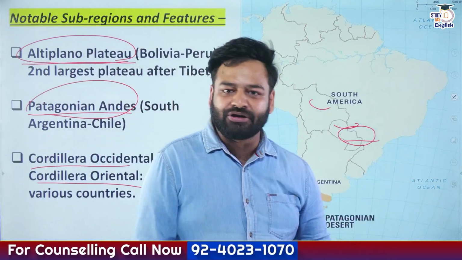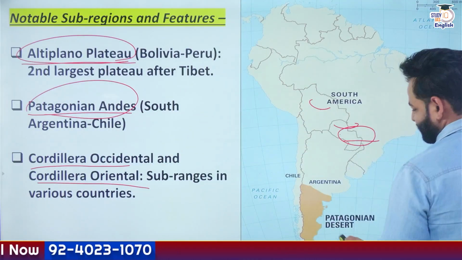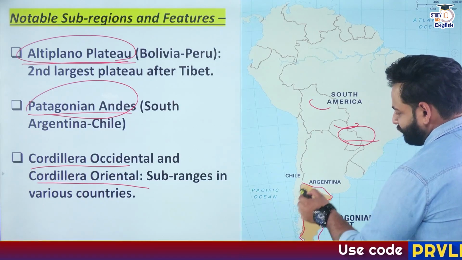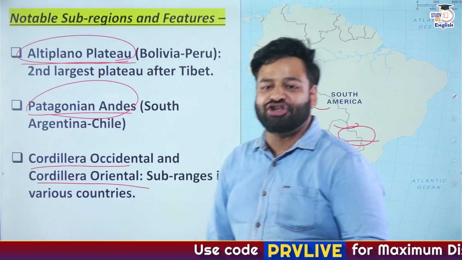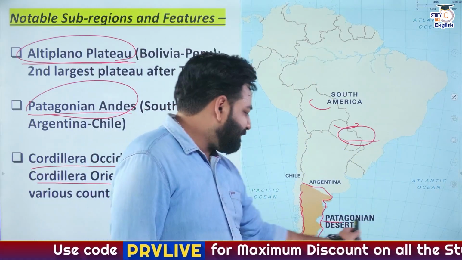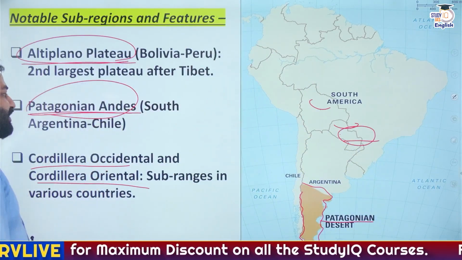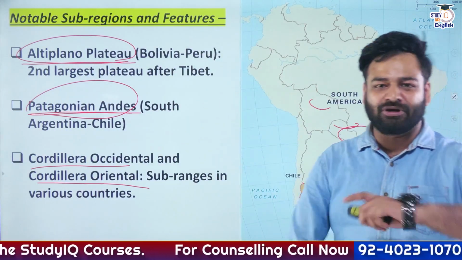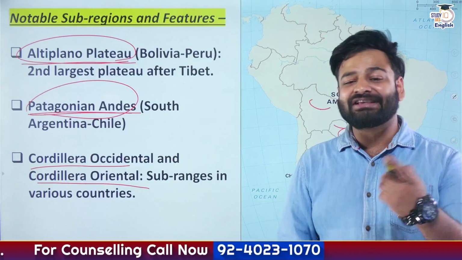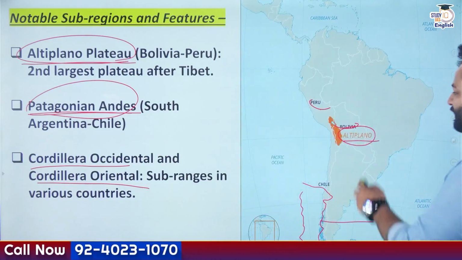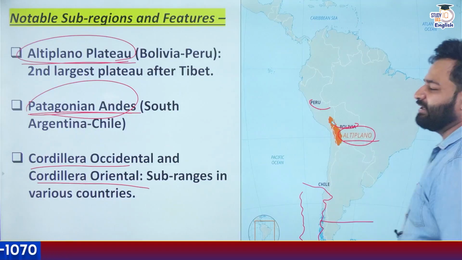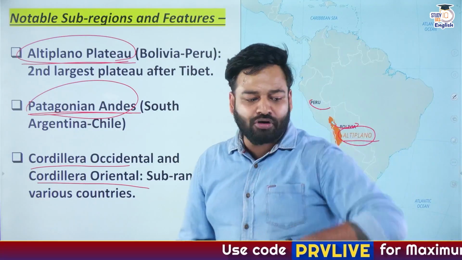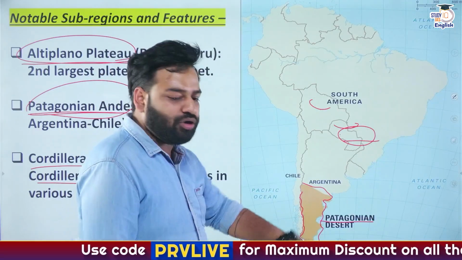So where is this Patagonian Andes? This location, as you can see, is the southernmost point of Argentina as well as Chile. This is known as the Patagonian Desert or the Patagonian Andes as well. So let's understand the difference. When I talk about the second highest plateau, that is the Altiplano Plateau, between Peru and Bolivia. Now I have to move further south. When I move further south, what I get is the Patagonian Desert.